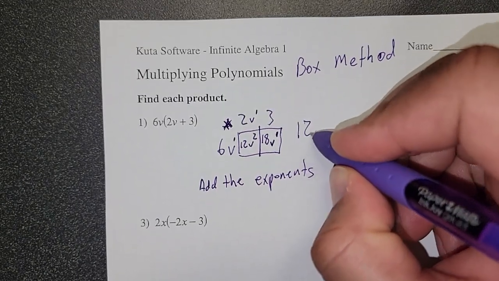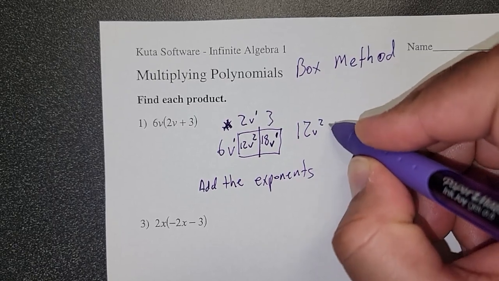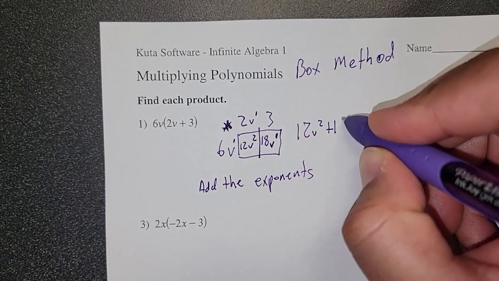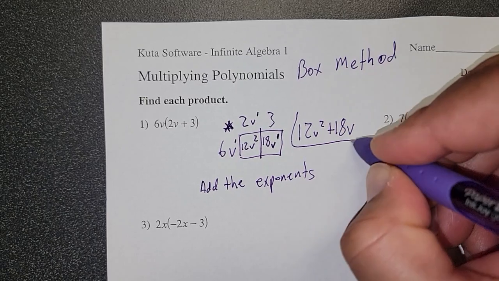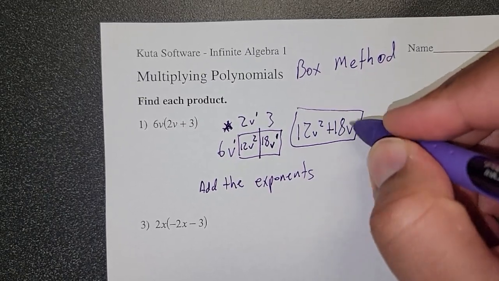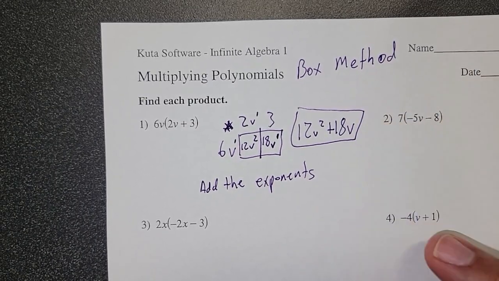My final answer is 12v squared plus, because it's a positive, 18v. And you don't put the 1 whenever it's a v. You have to put the squared, you don't have to put the 1.